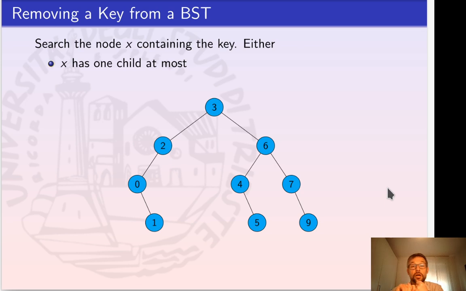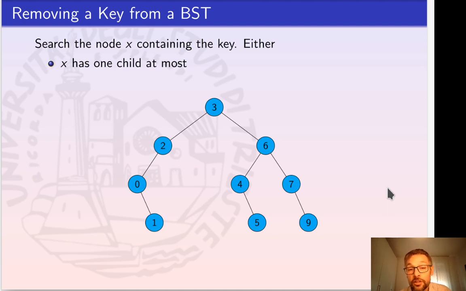Now we understood how to search a value inside our BST. We understood how to insert a value inside our BST. Now, how can we remove a value from our BST? Again, this is quite easy. So we have two possible situations. Let's assume we want to remove a key. And first of all, we need to search for that key. Okay. Then we have two possible situations.